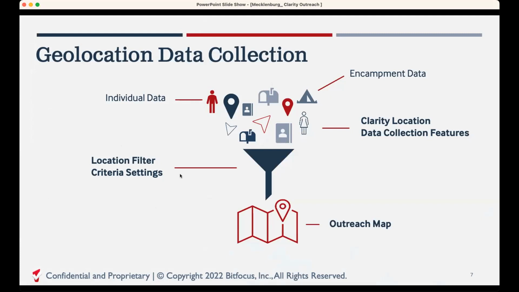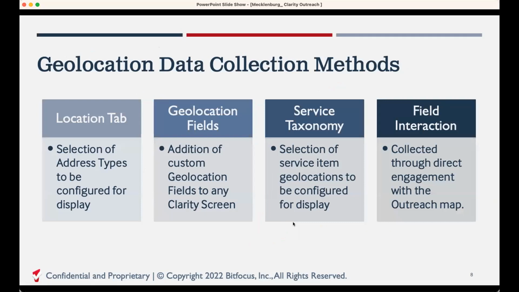The question that I often start by asking communities when I work with them is, what do you want your map to reflect? If you only want your map to reflect individuals that are unsheltered, then you need to be very strategic in the way that you collect that location in Clarity, and then we'll adjust those location filters so that only that information gets displayed. I want you all to do some thinking about how location should be collected.